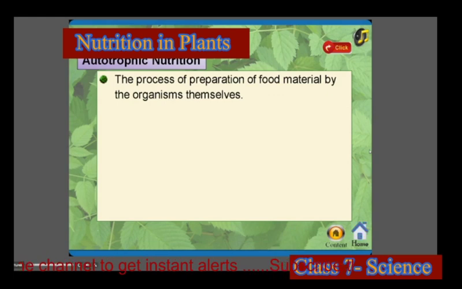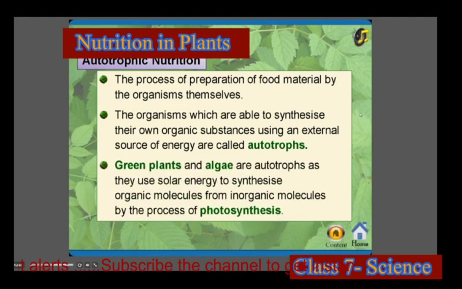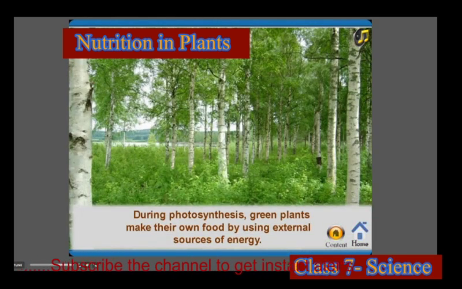Autotrophic nutrition. It is the process of preparation of food material by the organisms themselves. The organisms which are able to synthesize their own organic substances using an external source of energy are called autotrophs. Green plants and algae are autotrophs as they use solar energy to synthesize organic molecules from inorganic molecules by the process of photosynthesis. During photosynthesis, green plants make their own food by using external sources of energy.